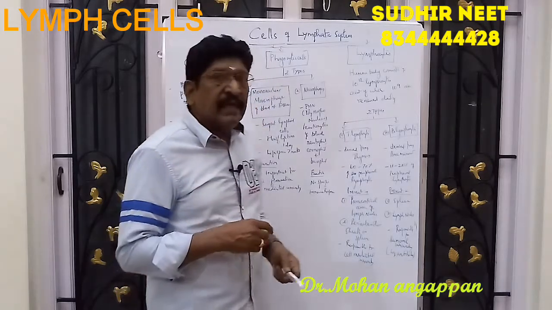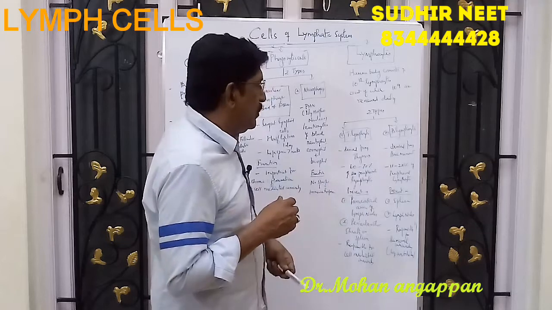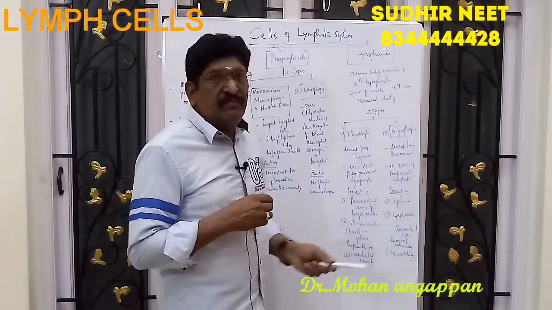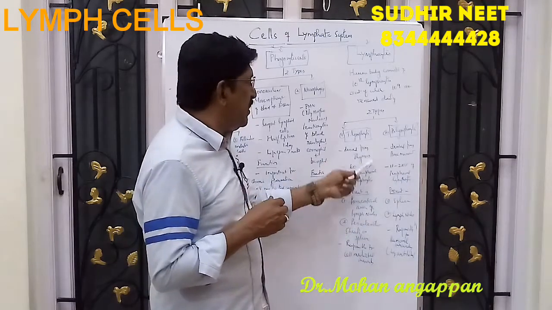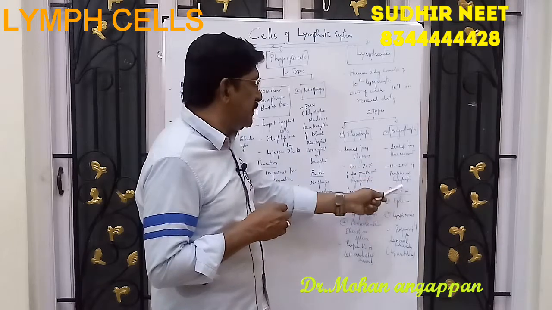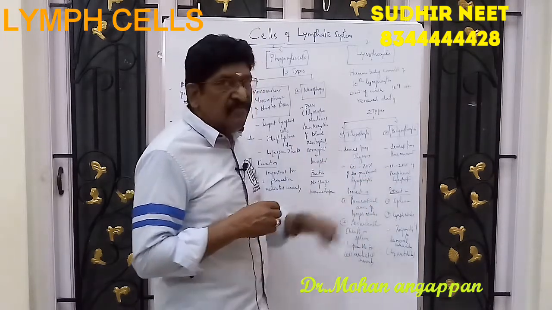Then number two, finally, B lymphocytes. As the name indicates, they are derived from the bone marrow. They constitute 10 to 20% of the peripheral lymphocytes, whereas the T lymphocytes are more, 60 to 70%. B lymphocytes are 10 to 20%. They are also present in spleen and lymph nodes.